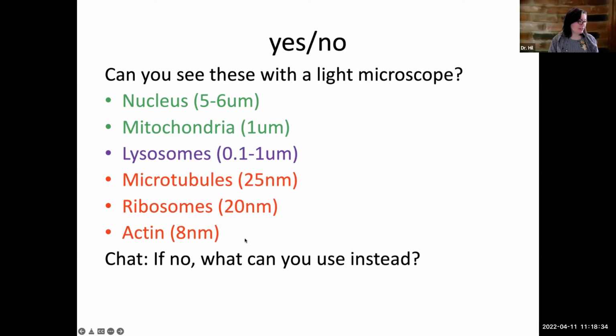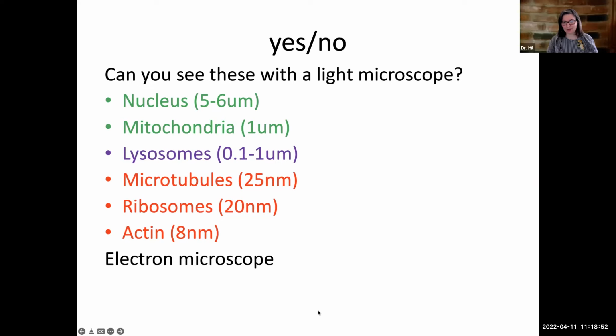So what can you use instead if you can't see these things with a light microscope? How can we know they exist? Put that into the chat. And just for those of you who are interested, Hannah has reposted the Discord link in the chat right above the section where everyone is saying electron microscope, which is the right tool for the job.